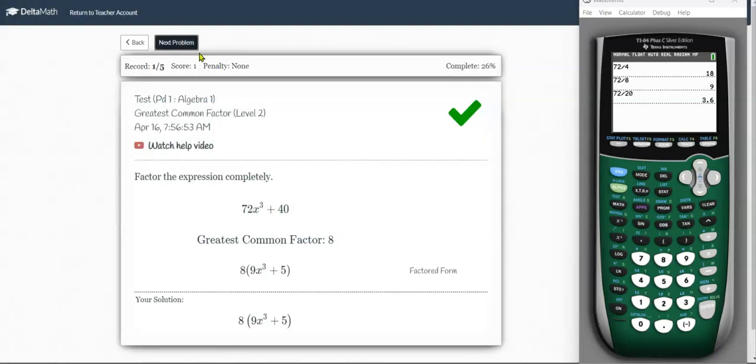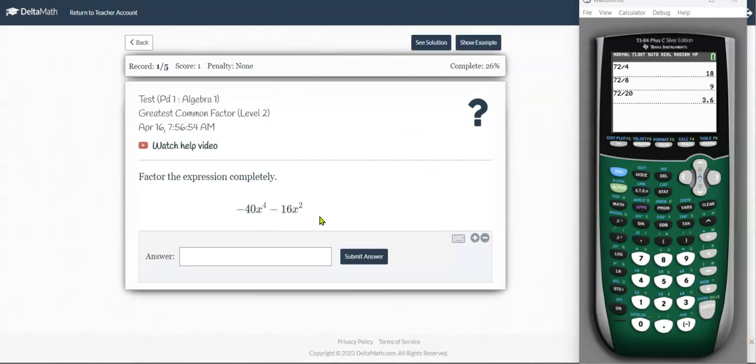Sometimes you can factor out more than just a number, like this one here. 40 and 16. I know that 16 has factors of 16 and 1, 4 and 4, 8 and 2. So I don't think 40 is divisible by 16, but you can always try. So then I go to the next factor, which is 2 and 8. 40 divided by 8. I already know the answer, but this is how you would guess and check.